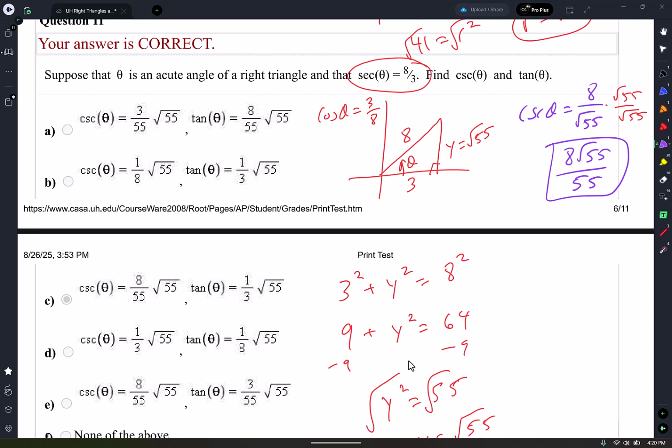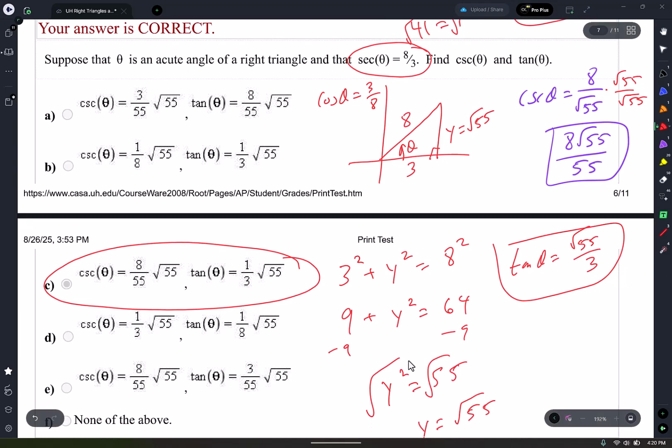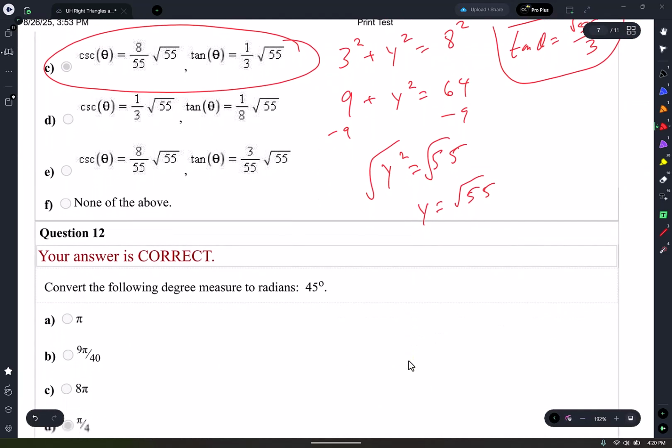We're almost done, guys. Tan theta equals opposite over adjacent, square root of 55 over 3. Let's look for that: 8 square root of 55 over 55, and tan is square root of 55 over 3. I know they wrote it funny. They put 1/3, but this is square root of 55 over 3. We're still okay, guys? Okay, let's go to number 12.